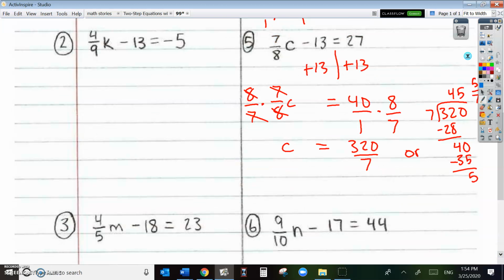Now to check this one, let's use 320 over 7 with the original problem. 7/8 times 320 over 7 minus 13 equals 27. So these will cancel, and then these will cancel. You know that there's 4 8s in 32, so you know there have to be 40 8s in 320. 40 minus 13 is 27.